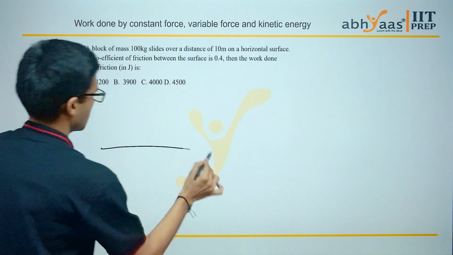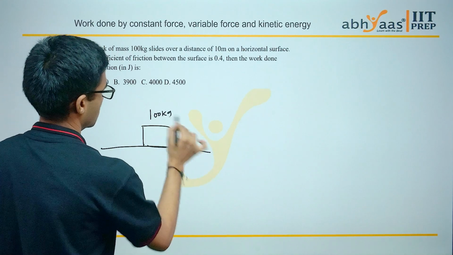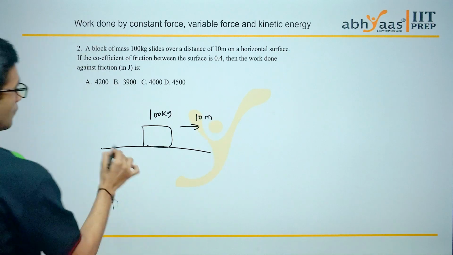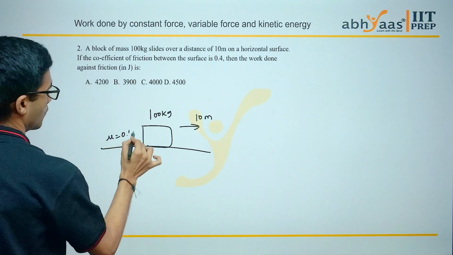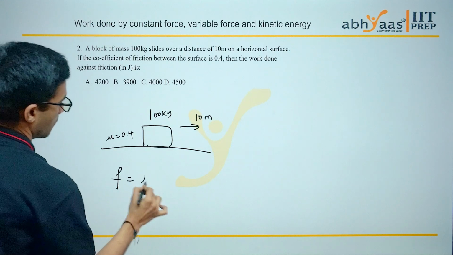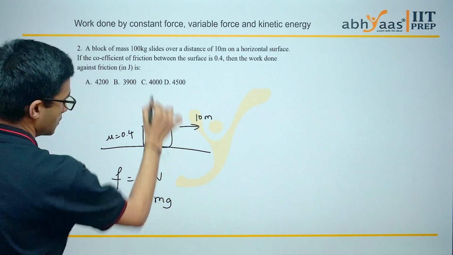So there is a horizontal surface, and a body of mass 100 kg slides for 10 meters. The coefficient of friction mu is equal to 0.4. So the frictional force F is equal to, what is the formula? Mu N, which is equal to mu mg.